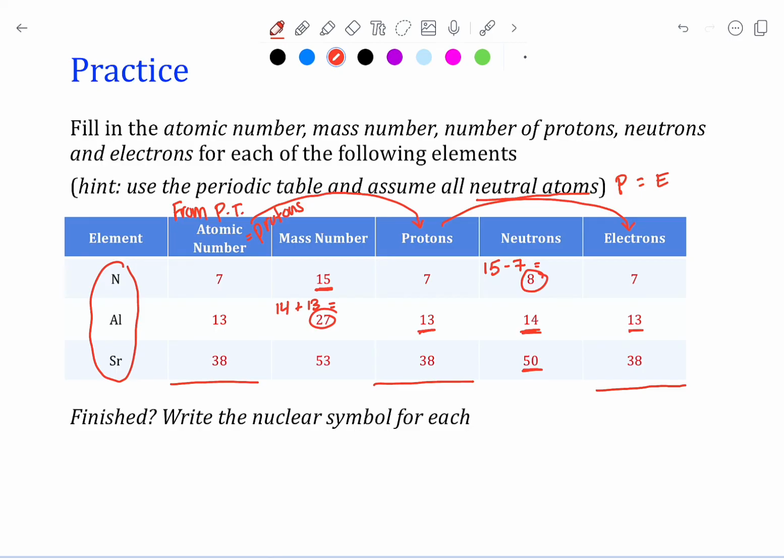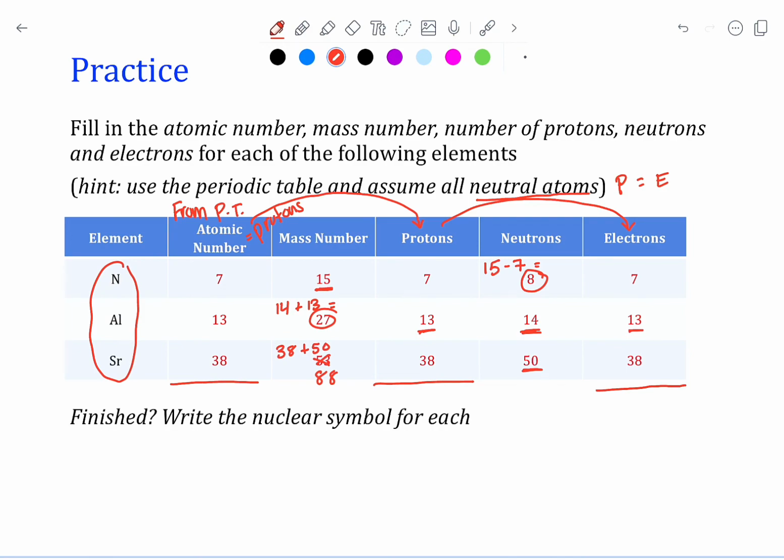And in our last row, for strontium, we had the same thing. This is a typo here. This should be 38 plus 50, which would be 88. So that's a typo on my key. Okay, so we took our protons plus our neutrons to get a mass number of 88.